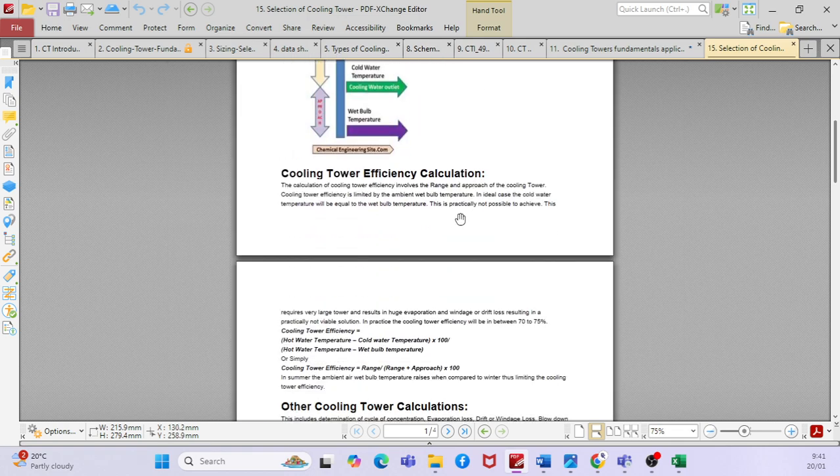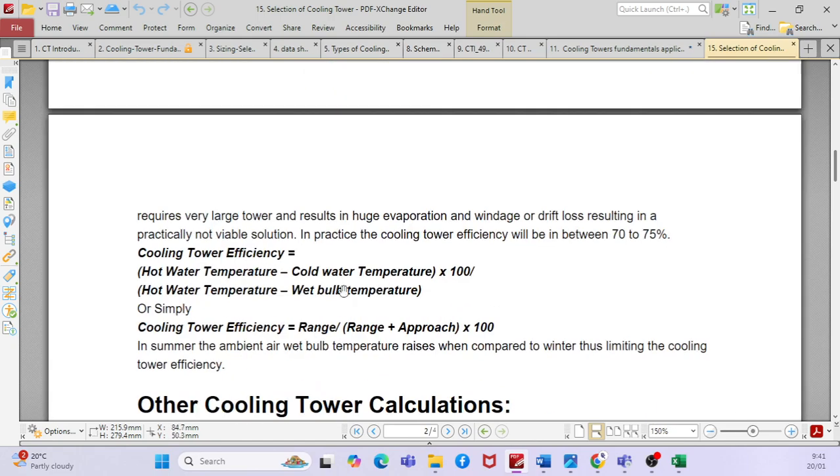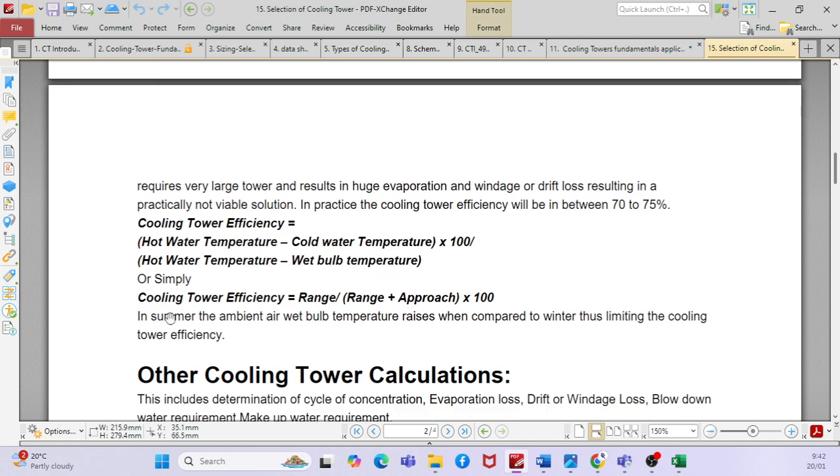Now, when you go to the cooling tower efficiency, how to calculate cooling tower efficiency? It is hot water temperature minus cold water temperature, multiplied by 100, divided by hot water temperature minus wet bulb temperature. So simply you can say that cooling tower efficiency is nothing but range divided by range plus approach.